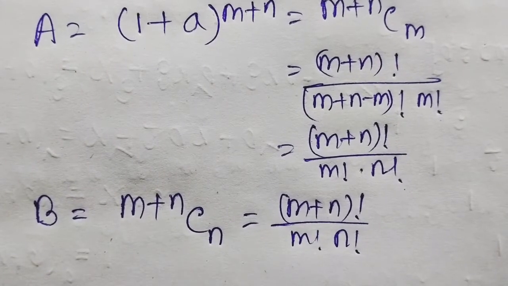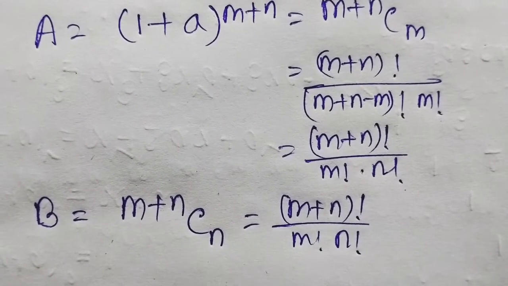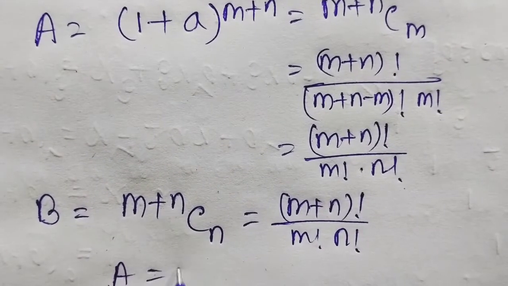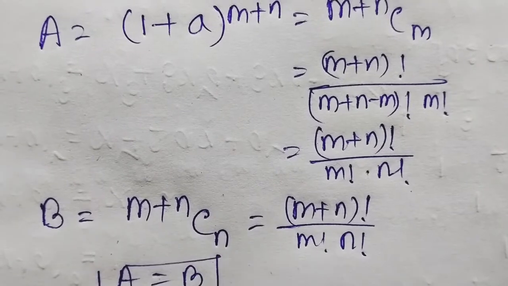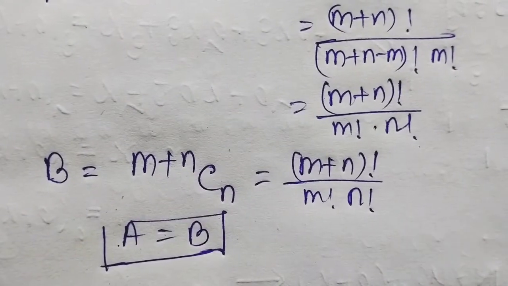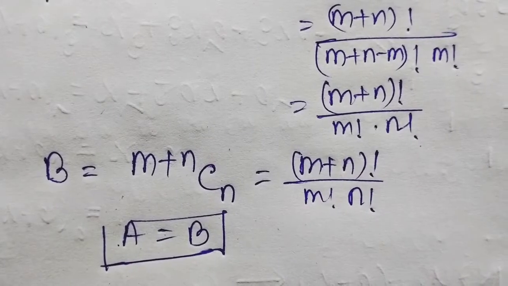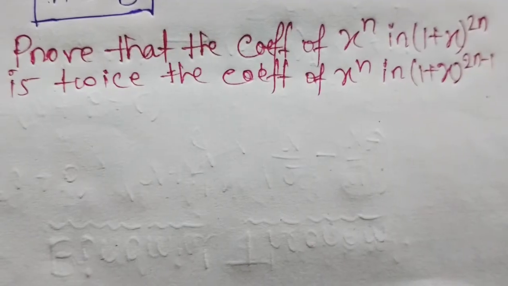So, the coefficients of a to the power m and a to the power n in the binomial expansion are equal. Understood, everyone? Now try to solve another important problem from NCERT. Here is the next question.